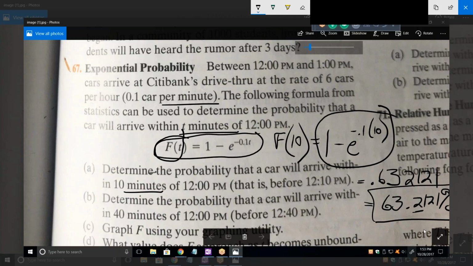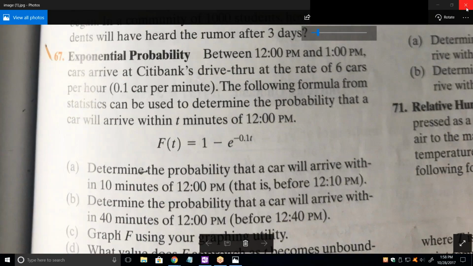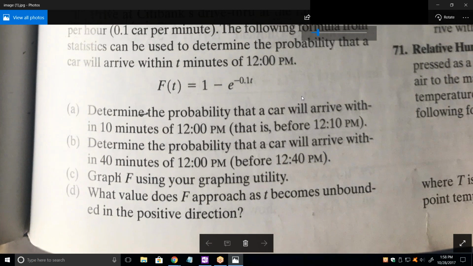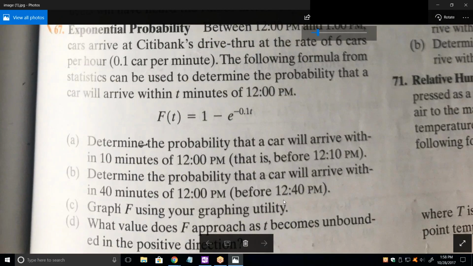Now, determine the probability that a car will arrive within 40 minutes. What's that? F of what? 40. Gonna let you do that on your own. Okay. Let me see what the next part of this question is. I know you know how to do that part. Graph F using your graphing utility. You know how to graph that? I think so.